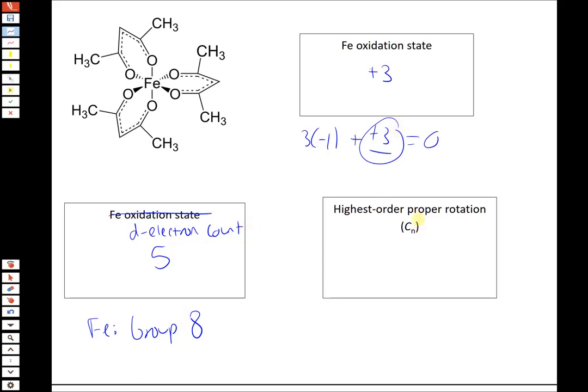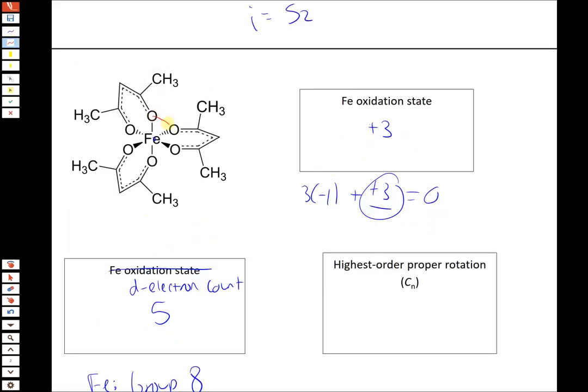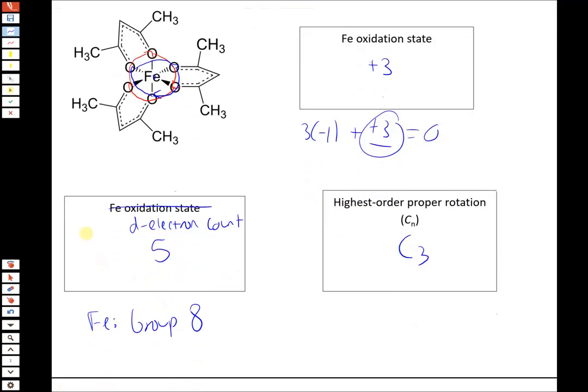And then the highest order of proper rotation. We didn't ask for the full point group here, but if we notice that right through the middle here, there is a C3 axis that rotates the oxygens onto each other in the front from the 3 acac, as well as the ones in the rear that are shown here. Okay, so there's a C3 axis that interchanges the 3, and that's going to be your highest order. This would actually be the D3 point group. There's also some perpendicular C2s in there, but C3 would be the highest order rotation.